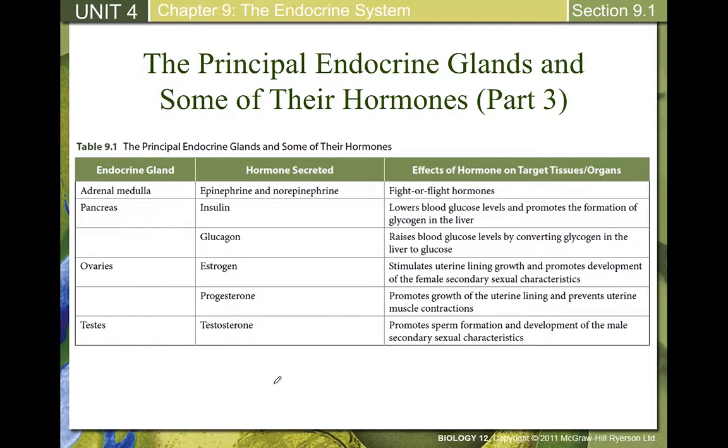So let's just highlight for ourselves the gland or organ that we're going to be talking about and the hormones that we're going to be discussing. So we're going to be talking today about the pancreas and about the hormones that it secretes called insulin and glucagon. And the major role here is going to be regulating blood sugar.